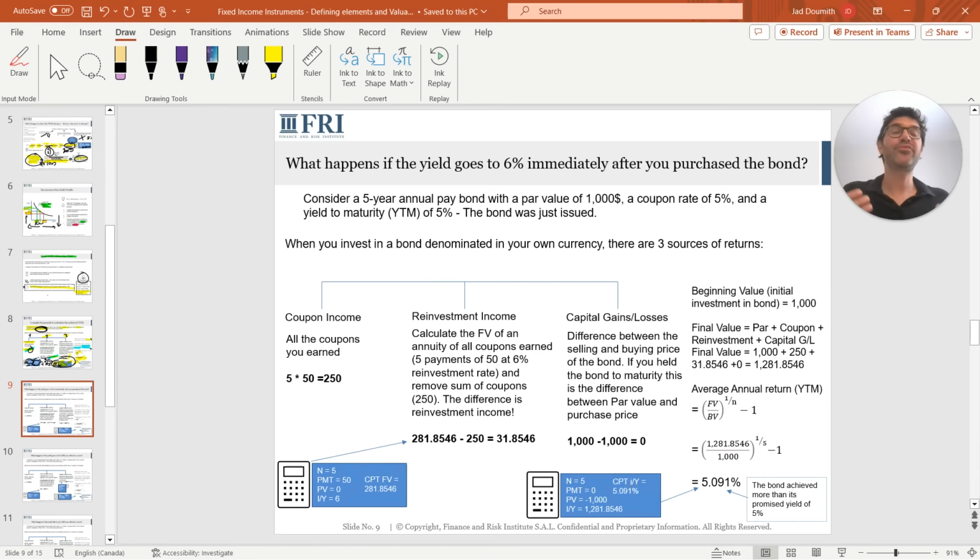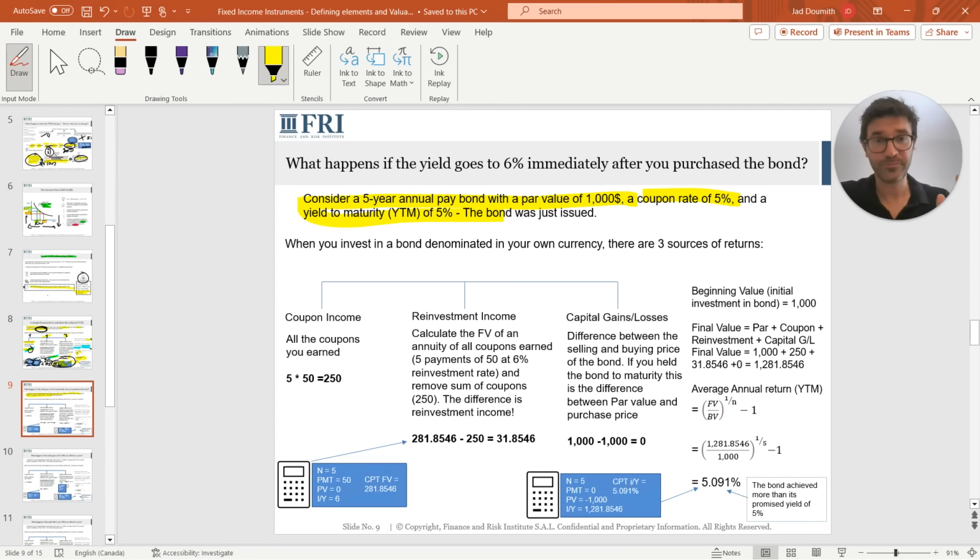What happens if one of the conditions is actually not respected? Any one of those 3 conditions could not prevail, and it would mean that the actual achieved annual rate of return would be different from the promised yield. Let's do that. Again, the 5-year annual pay bond with a par value of $1,000, a coupon rate of 5%, and a YTM of 5%.